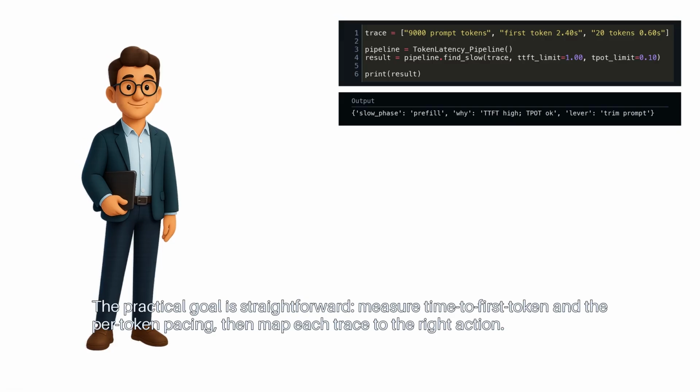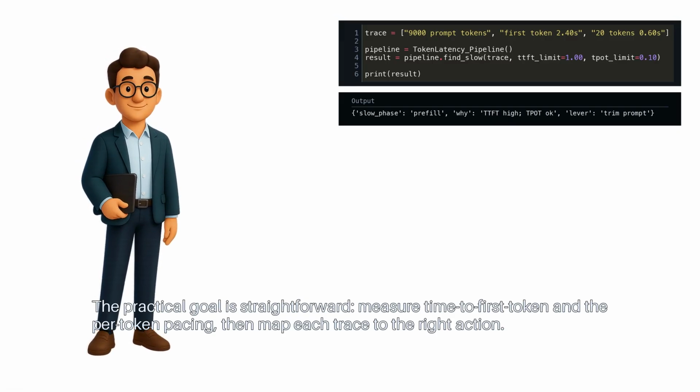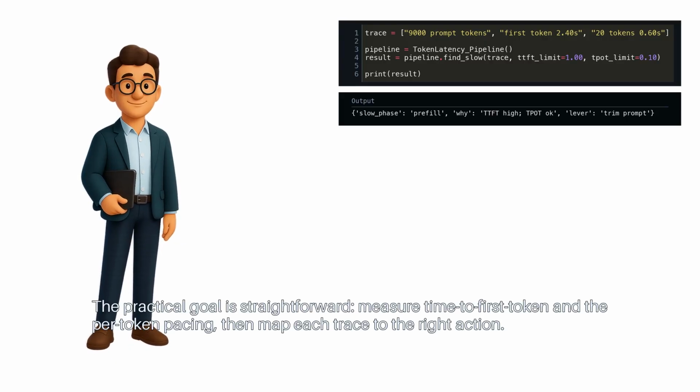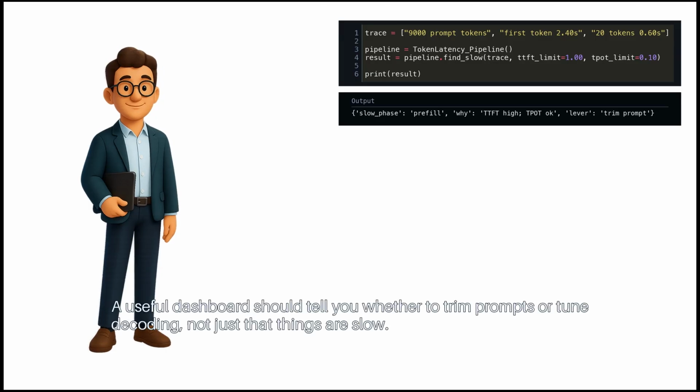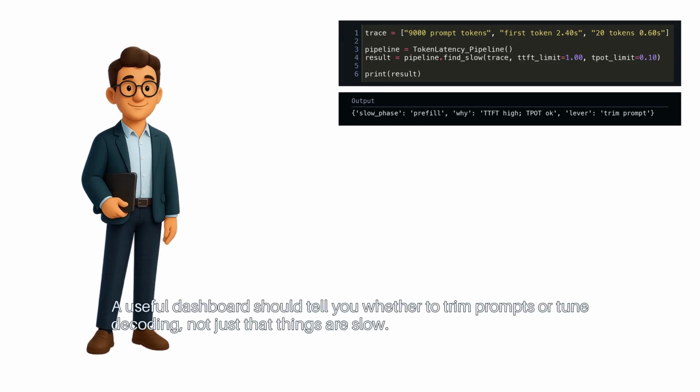The practical goal is straightforward. Measure time to first token and the per token pacing. Then map each trace to the right action. A useful dashboard should tell you whether to trim prompts or tune decoding, not just that things are slow.